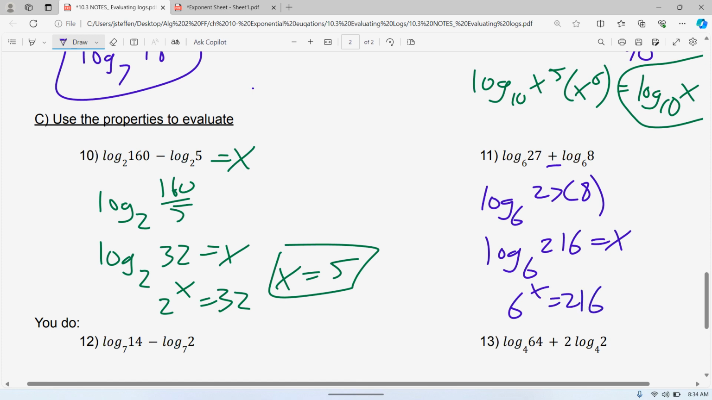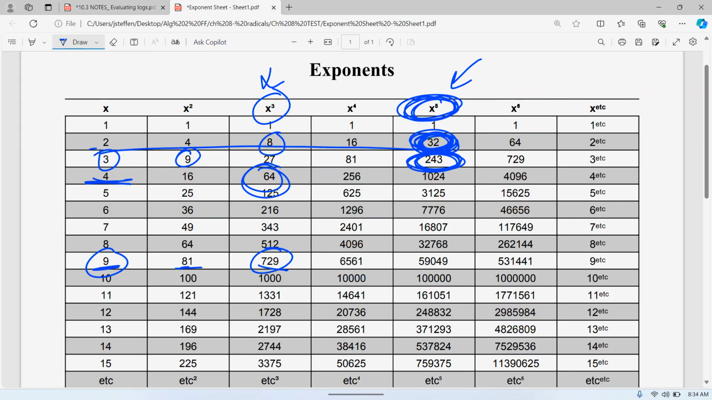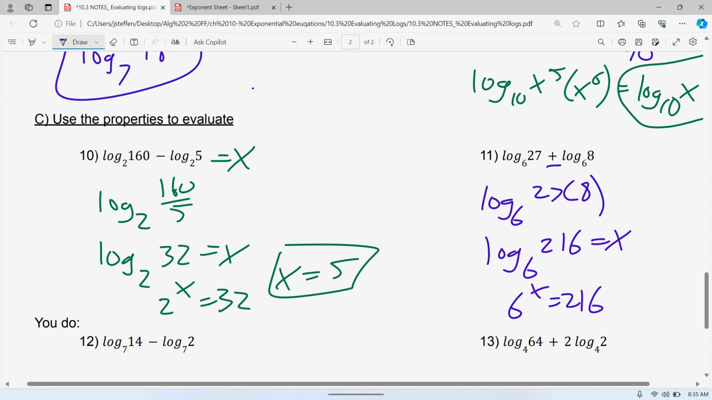Exponent sheet, go down to 6. Here, so that's in the third column. So 6 to the third. So your x ends up being 3 for that one. And again, just so you understand what this means, if you take log base 6 of 27 plus log base 6 of 8, that will give you 3.